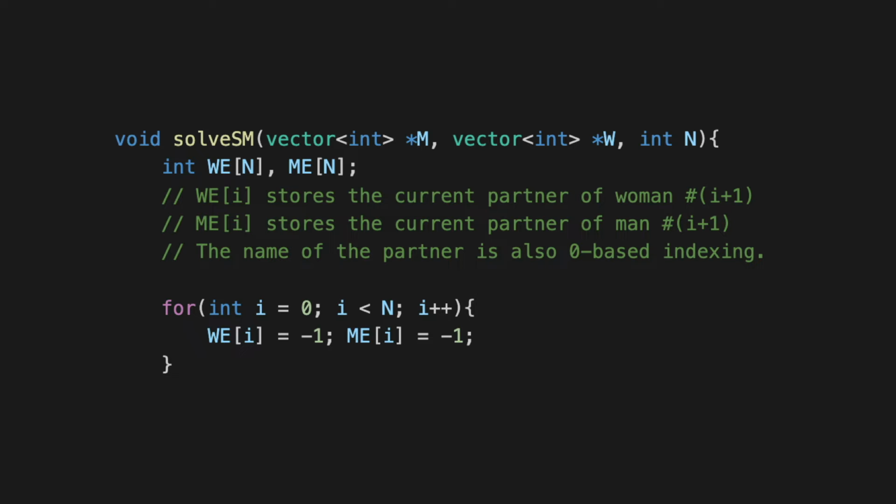Of course, to begin with, if you remember also from the pseudocode, everybody is free. There are no engagements. Nobody is matched to anybody. So we will use -1 to denote that somebody is currently single. So the initialization is clearly that everybody is single to begin with. So that's what is happening here.